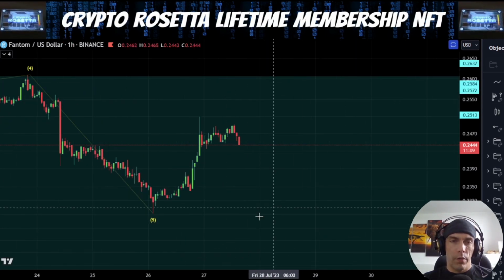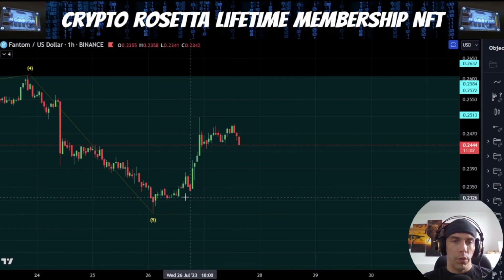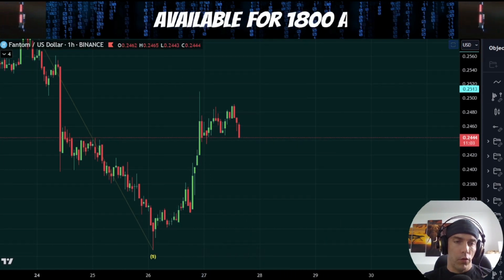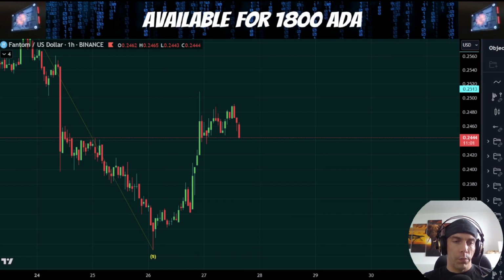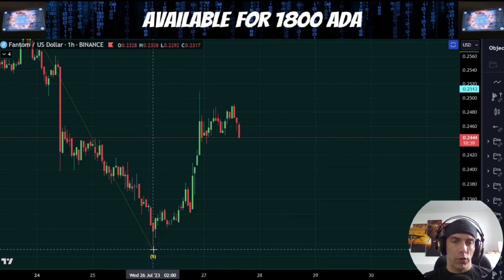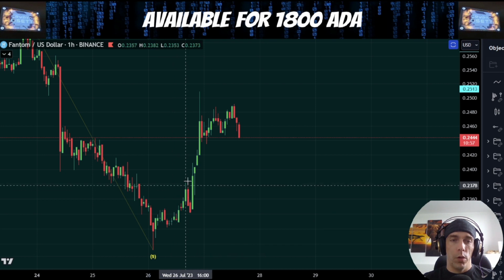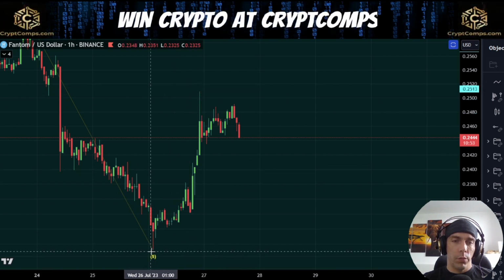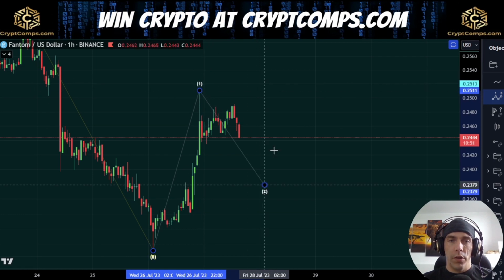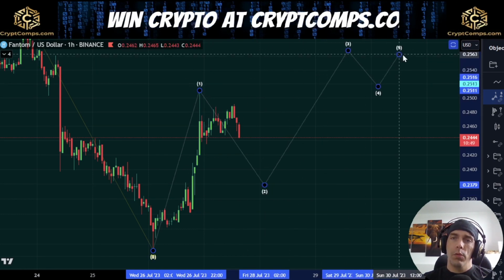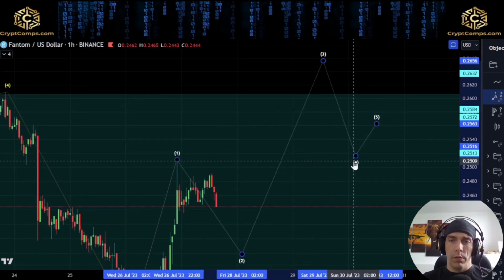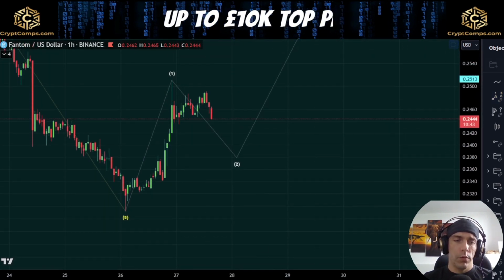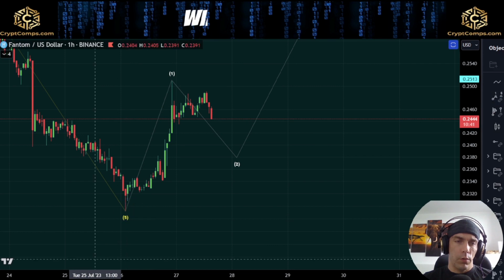Now, the problem that I have within this, trying to count this as an impulse, is it wouldn't make a lot of sense given the structure here. The only way that you could potentially say that this was playing out was that within the structure here we have this as 1, 2, 3, 4, and 5 to the upside, where we have an extension within the 5th wave. But if this is the case, effectively what we'd be saying then is that we're looking for a wave 2 to play out.